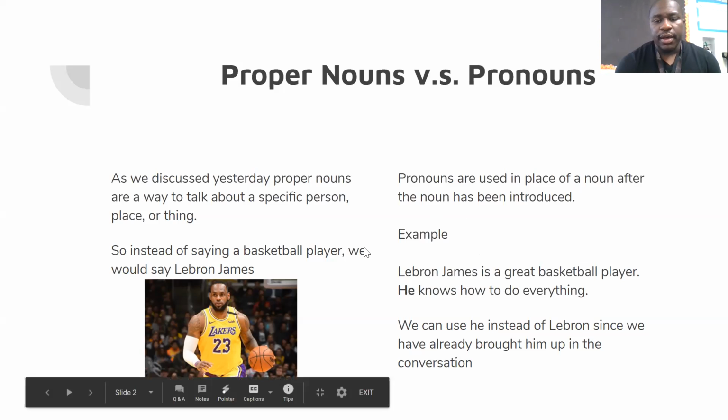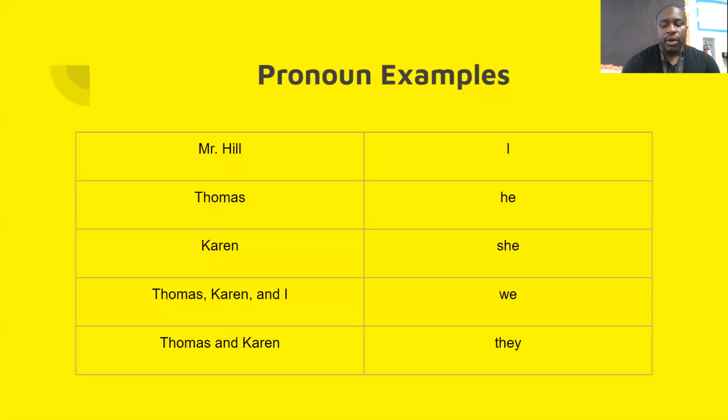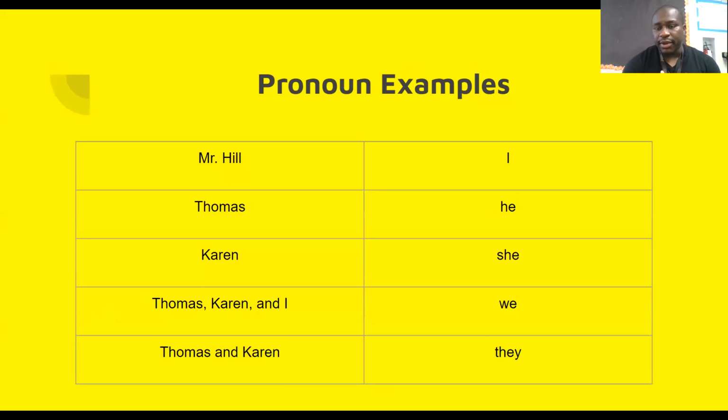Okay, so instead of LeBron, since we already brought him up in the conversation, now we can replace that with he. So that's going to work the same way if you're talking about yourself. So if I'm talking about myself, I'm not going to use the pronoun he, even though I'm a boy, I'm going to use I, right? So for myself, if I'm saying I went to the store, I'm going to use I. And every time I use that I, I'm going to capitalize it. I'm going to have a capital here for I.